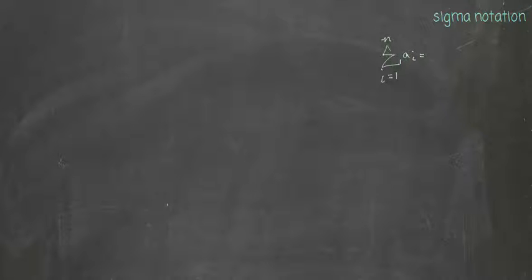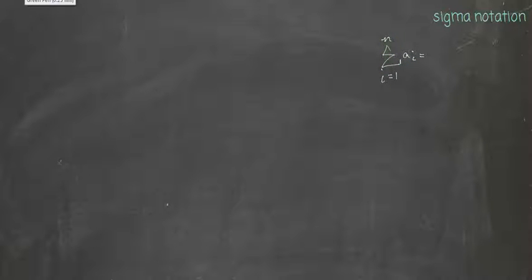So remember in Algebra 2, we use sigma notation as a shorthand for finding the sum of a series of input values over an interval, generally starting at 1 and ending at some other number n.